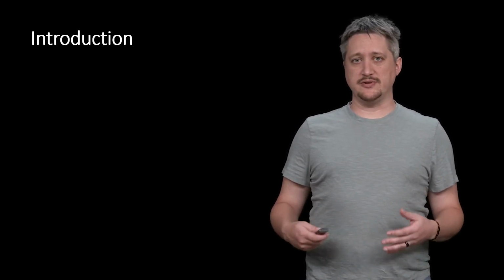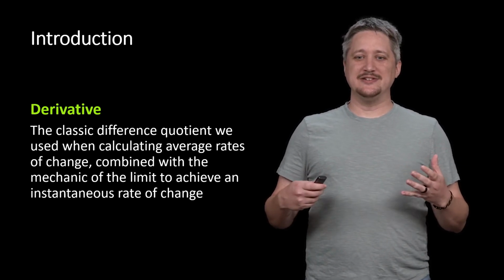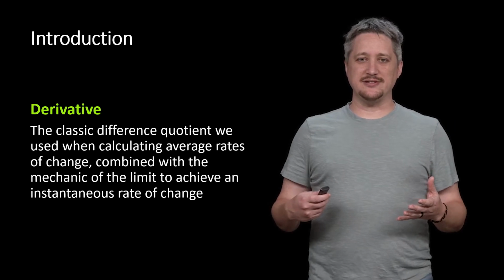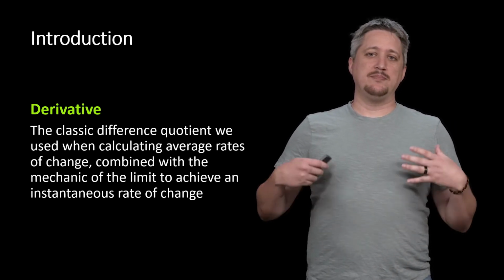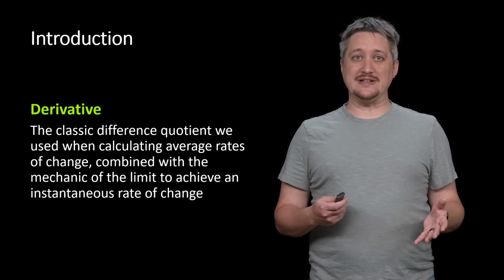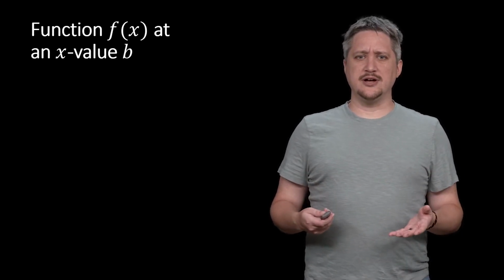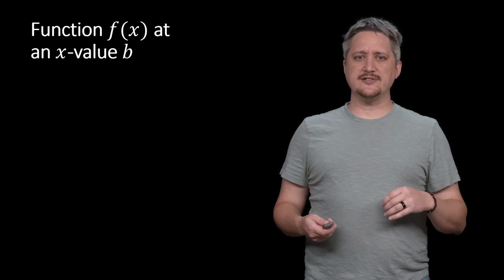Hello. So now that we sort of have a geometric or visual idea of what's involved with taking derivatives, now we get the fun of diving into the algebra. So remember, derivatives are these classic difference quotients that we've already done when we did the average rates of change. But we're throwing in this idea of using a limit so that we can shift it toward instantaneous rates of change.